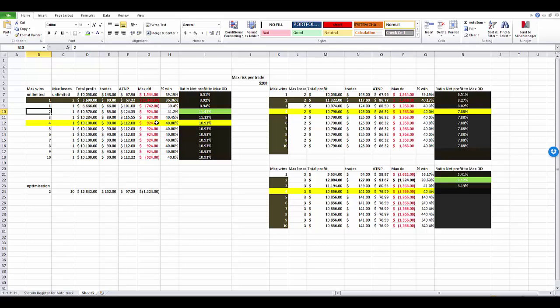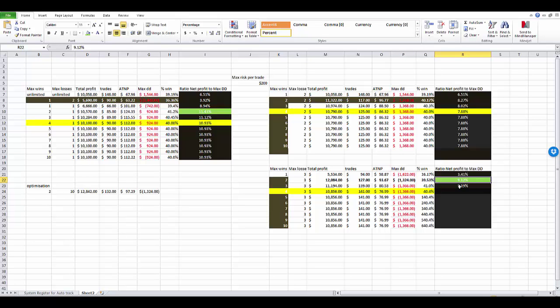Now that was the best outcome as far as performance in relation to ratio of net profit to max drawdown. That wasn't the most profitable outcome though. The most profitable outcome was 2 wins, 3 losses. So it's surprising, but that pushes the max drawdown up again to 13.24, and it drops the net profit to max drawdown ratio down to 9.12.